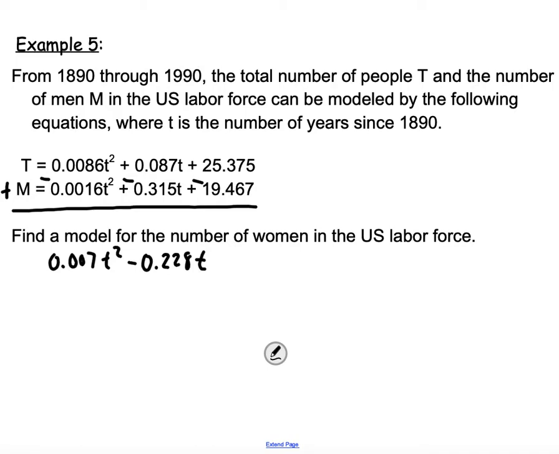Then I'm going to take 25.375 minus 19.467, and when I do that, I get 5.908. I'm going to say W equals for women.